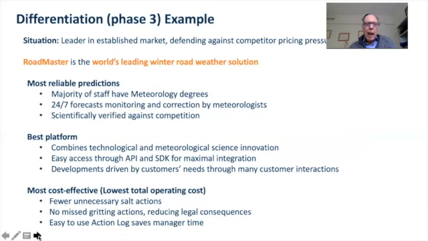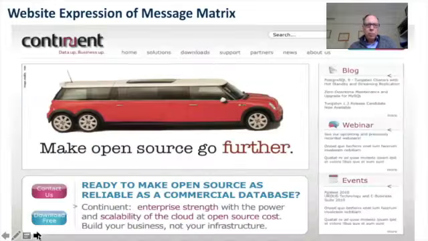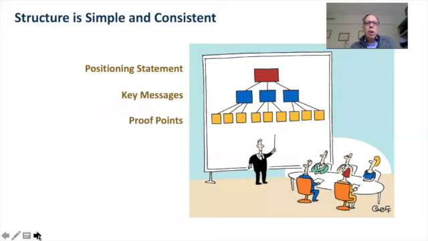So as you can see, while the structure of the message matrix is always the same, always clear and consistent, and that's a very important characteristic, the content is determined by the maturity of your market and your position in the eyes of others in your market. And so one of the first things we're going to do in coming up with a message matrix is make those determinations. Look forward to working with you.